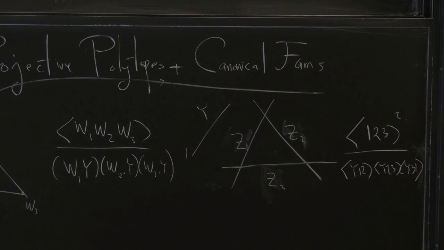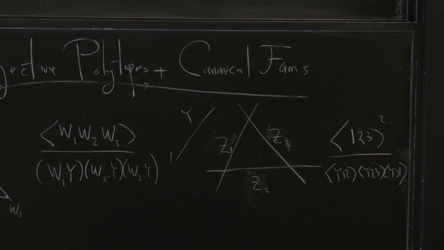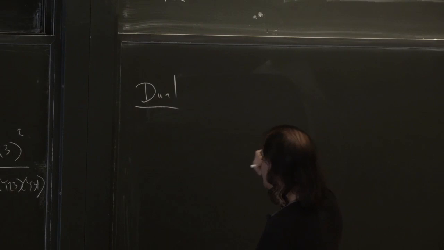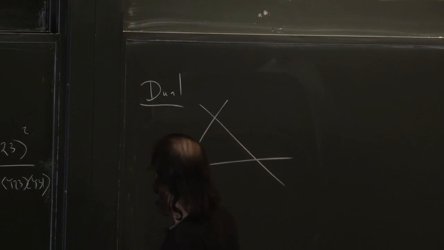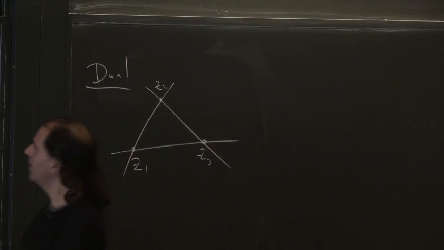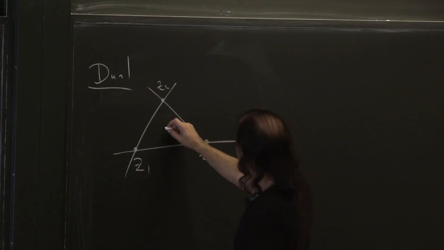We also drew pictures, just so we got used to it, because today we're going to be playing in this dual space more. We also drew duals of these pictures. For example, the dual of this second picture is to have a bunch of vertices, Z1, Z2, and Z3. And we said that if Y was a line that was outside the triangle, then in the dual, Y is a point that is inside this triangle.